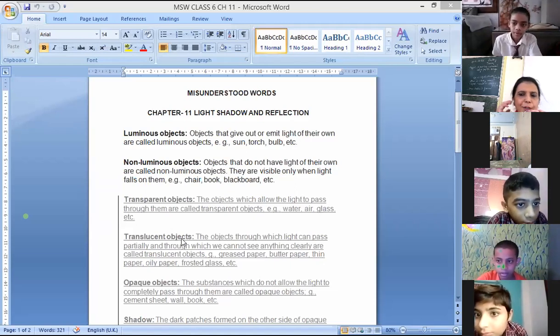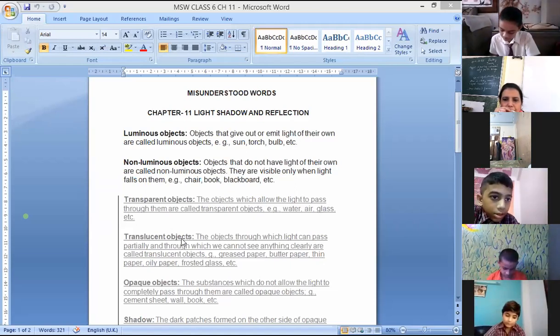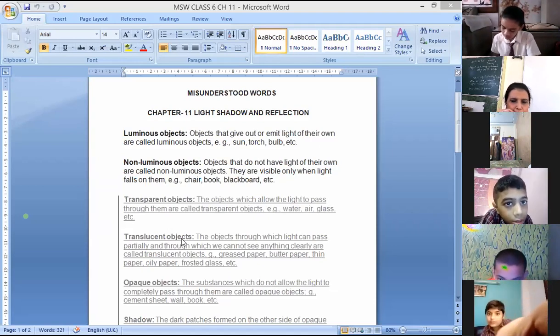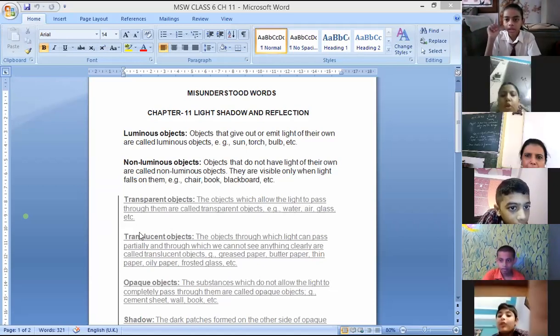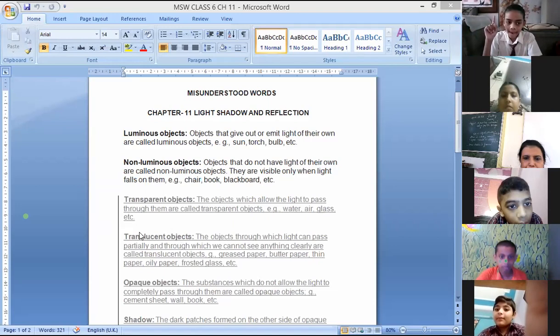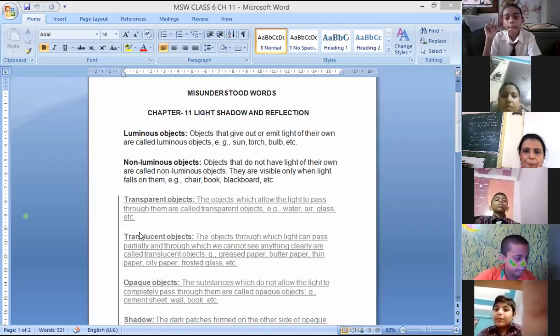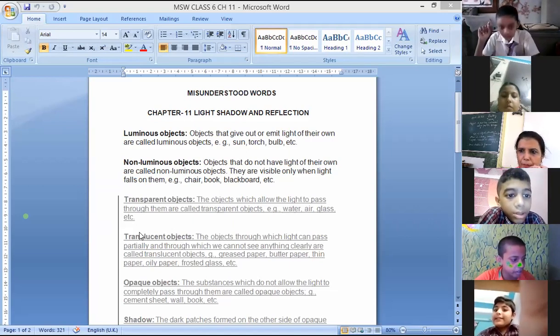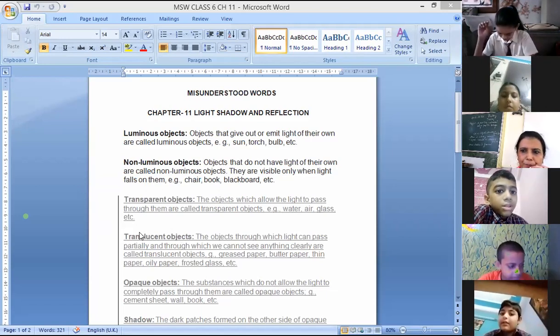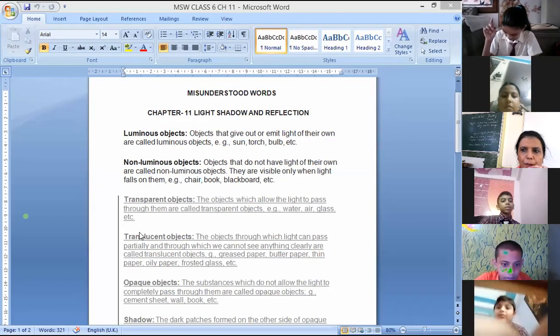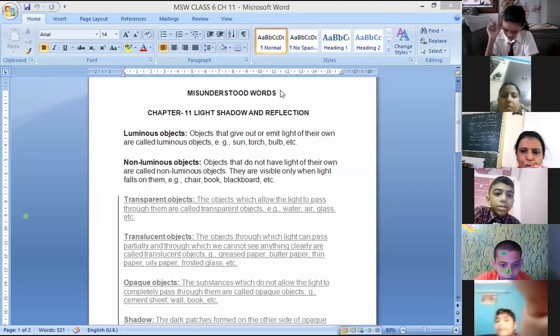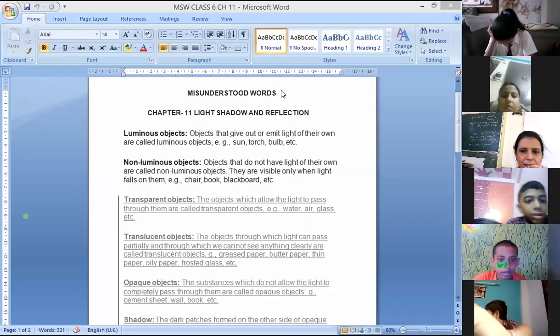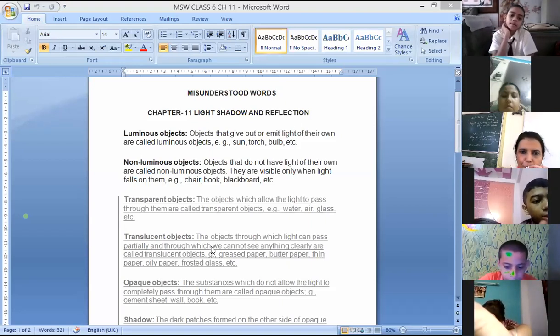Next is a translucent object. Who will tell me? You must have found out the definition of a translucent object. Yes, Madhav. Okay, ma'am. Transparent objects allow light to pass through them, but translucent objects do not allow all light to pass, for example, clean paper and oily paper. Okay. So translucent objects are the objects through which light does not pass clearly. That is known as a translucent object.